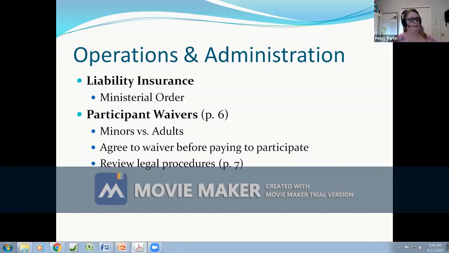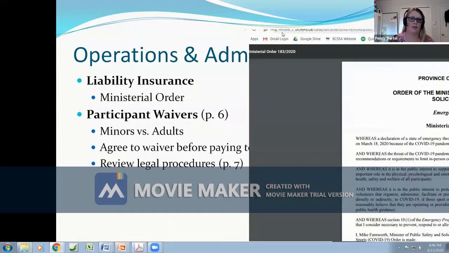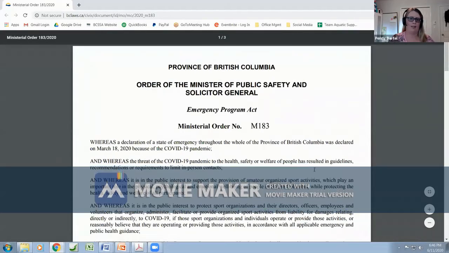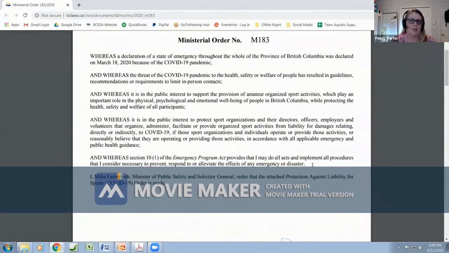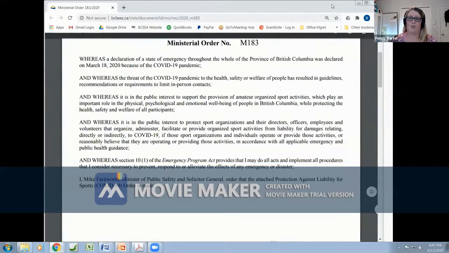But as it said, BCSSA has no liability coverage for COVID-19 related claims. There is, as I mentioned before, this ministerial order, which I'm going to bring over here and hopefully be able to share. Is that sharing now with everybody? So basically what this means is that starting now, any amateur sport club that is operating in BC is covered for liability for damages related directly or indirectly to COVID-19, as long as you're following all the applicable emergency and public health guidelines. So this is good news for everybody, I think, and really a great aid to us as we're starting our clubs up again.